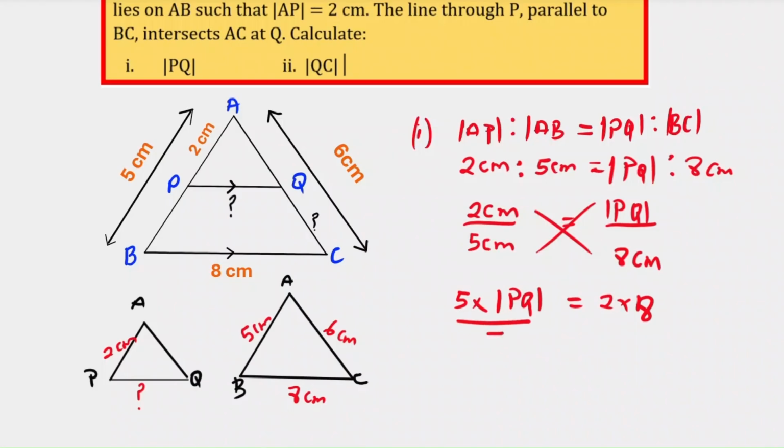So we divide here by 5, here 2 by 5. So that means 5 can just cancel out this 5. So we have PQ, that's what we are looking for. It's equal to 16 out of 5. That is 2 times 8 is 16. So when you do the division, you're going to get 3.2 centimeters. You have 3.2 centimeters here. So that means PQ is 3.2 centimeters.